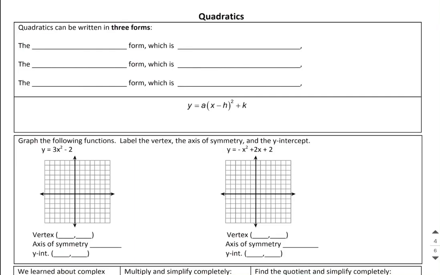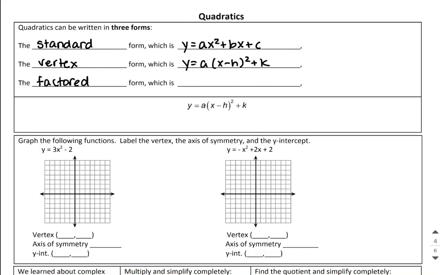In this video, I'm going to talk about quadratics. Quadratics can be written in three different forms. One form is the standard form, and the standard form is y is equal to ax squared plus bx plus c. Another form is the vertex form, and the vertex form is y is equal to a times (x minus h) squared plus k. And the last form is factored form, and factored form is you might have some coefficient times (x plus p)(x plus q), where p and q are some constants, positive or negative.